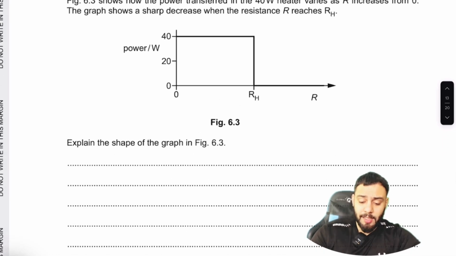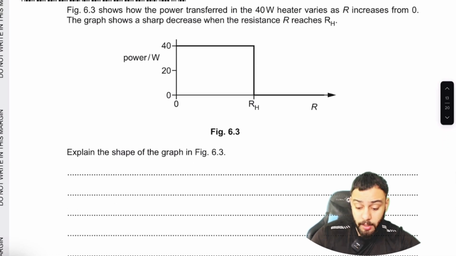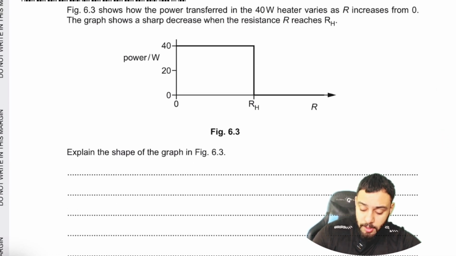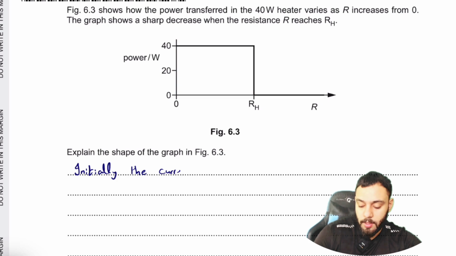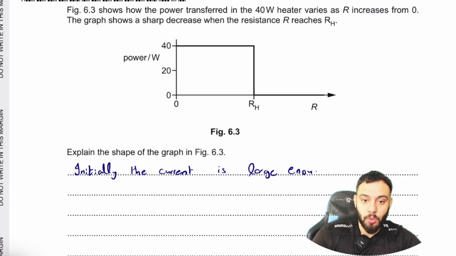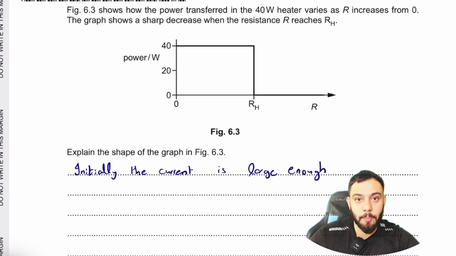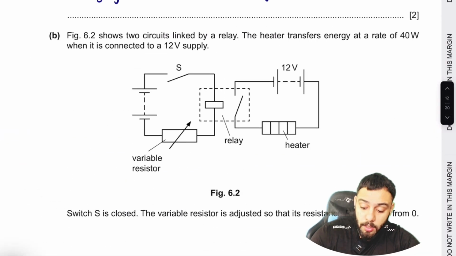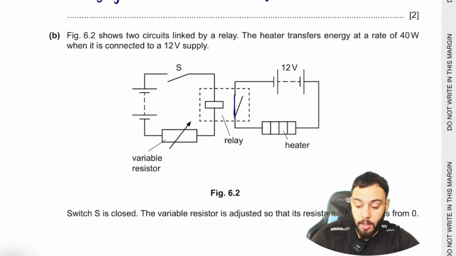If I'm going to be answering it along these lines, listen to me very carefully. It's a very good question. Initially the current is large enough to pull the relay switch in, so actually attract the relay switch and allow the heater to run.